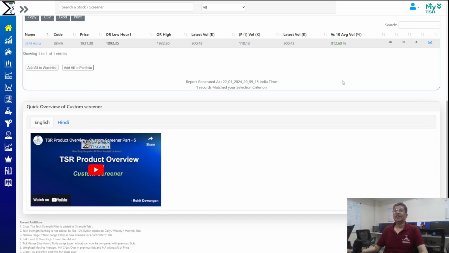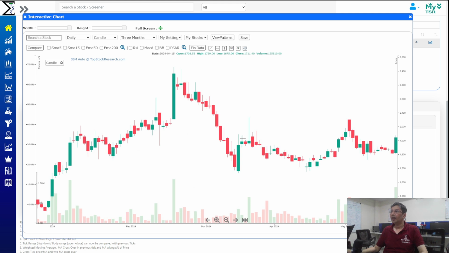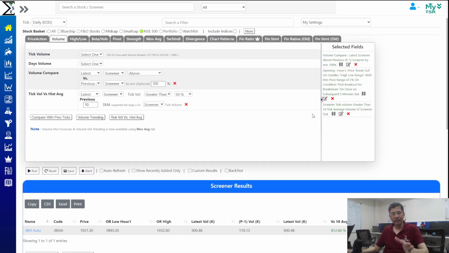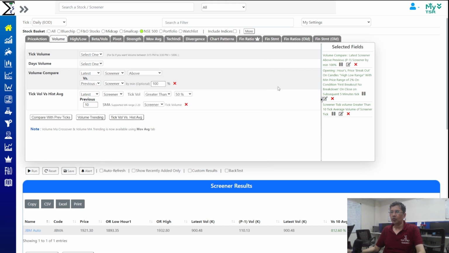Okay, there's only one stock which has come, JPM, where the previous range breakout has happened, and the volume is also good. This is how you'll be able to get a very customizable strategy. And as usual, you can always save it for future. You can set alerts on top of it so that you get notified on time, right? So that's pretty much what I wanted to cover here on previous range breakout breakdown.